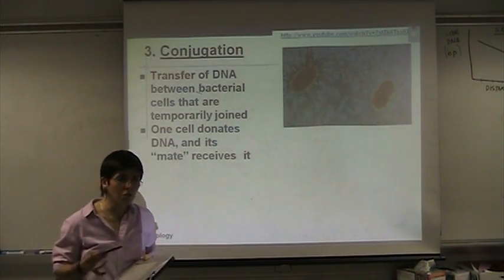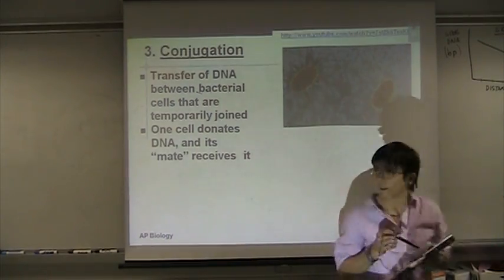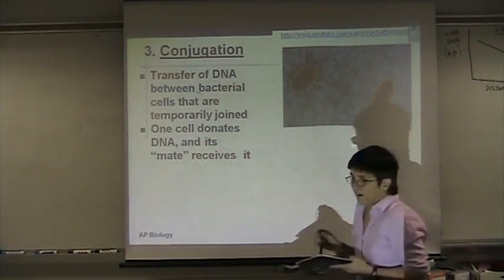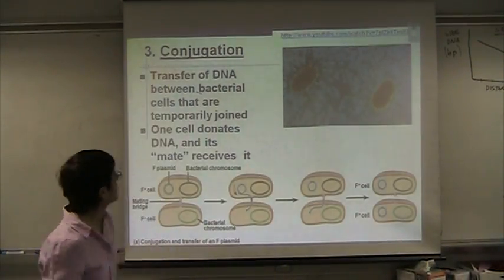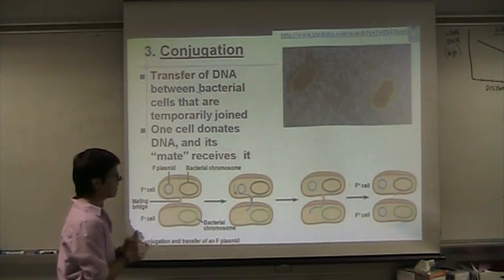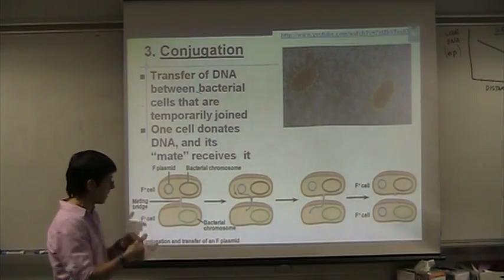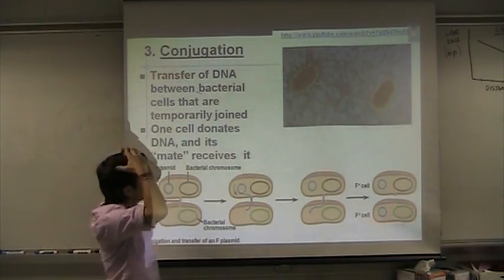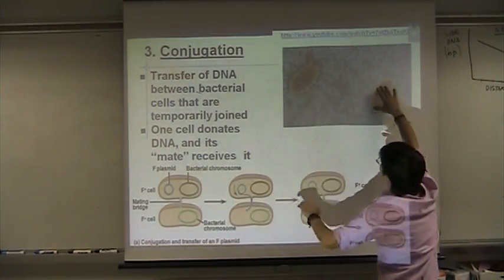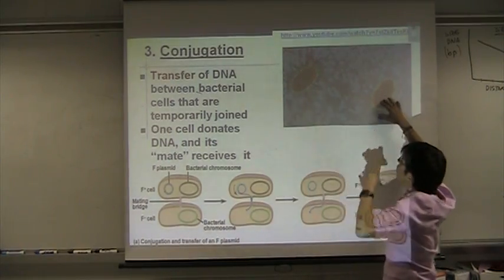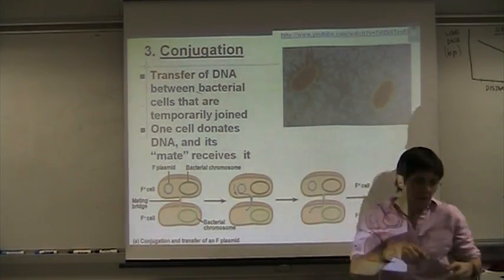is conjugation. Conjugation is basically the transfer of plasmids, of DNA material, mostly plasmids, between cells. And once again, a picture is the best thing. So to do the conjugation, you have two bacteria cells, and what they are going to do first is make a connection.